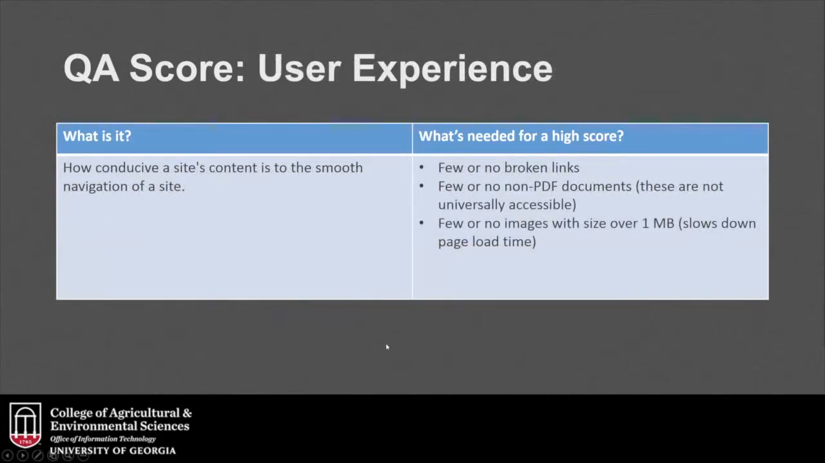The next subcategory of the QA score is user experience. What is it? It's how conducive a site's content is to the smooth navigation of a site. So we need to make sure that we have few or no broken links, few or no non-PDF documents, because other documents like Word docs may not be accessible by everyone. And we need to keep our images under 1 megabyte.